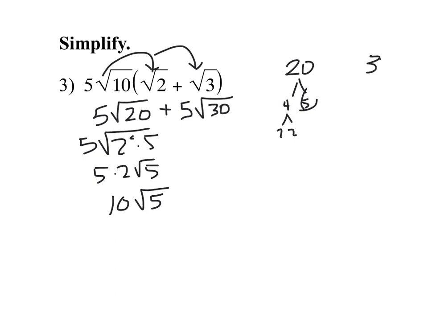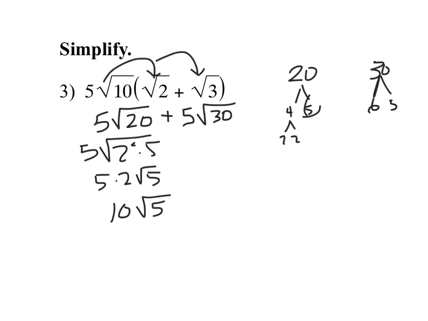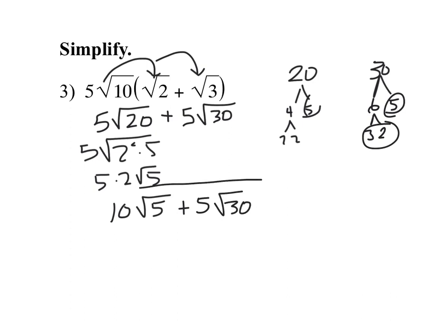Then I've got to check 30. 30 goes to 6 and 5, and then 3 and 2. When you break down 30, are there any pairs there? No, there's not. Because there's no pairs, I can't simplify that anymore. So I'm just going to write 5 times the square root of 30. This is my final simplified answer. It's all the further I can go.